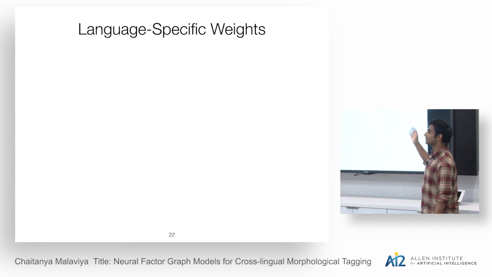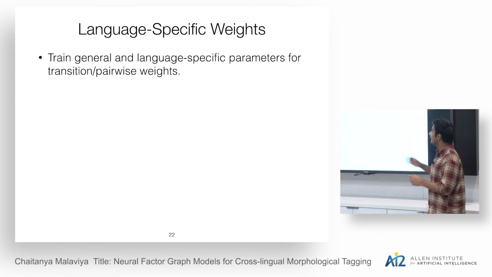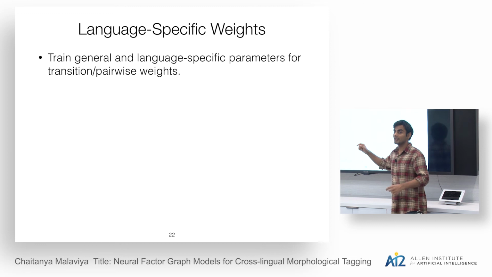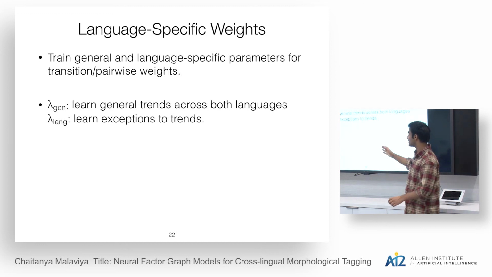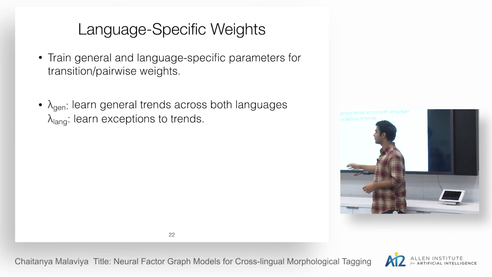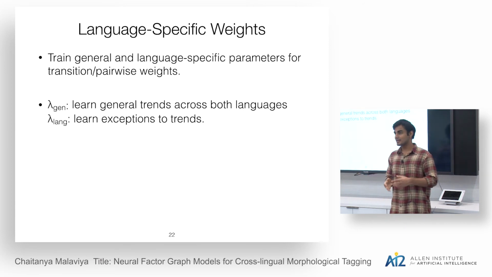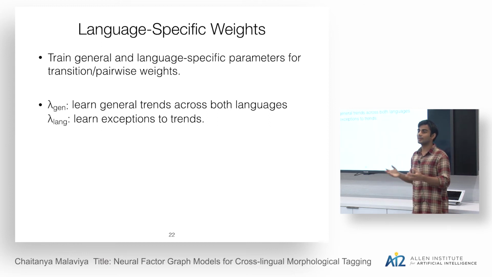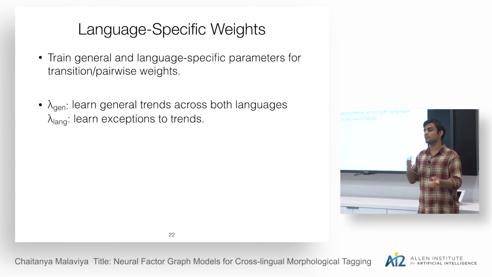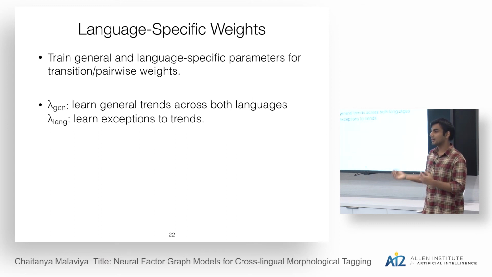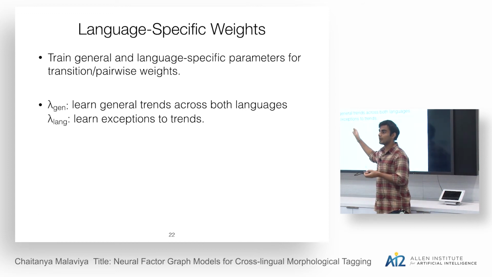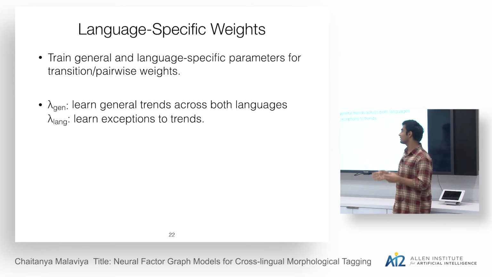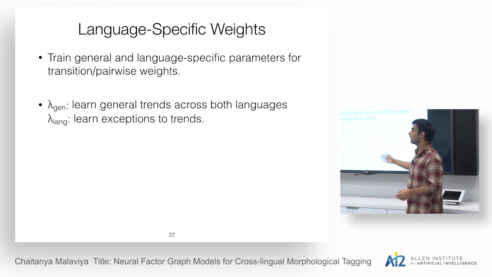Right. So, language-specific weights: we train general and language-specific parameters for the transition and pairwise weights in our model. This basically means that we would have lambda gen and lambda lang, which corresponds to one of those two languages in a cross-lingual setting. Lambda gen is meant to learn the general trends that are standard across both languages, and lambda lang is supposed to learn the exceptions to these trends. So you could imagine two languages such as Spanish and Portuguese. They might be very similar in certain linguistic characteristics, and we would expect the lambda generic parameter to learn these general trends, and if there are any exceptions to these trends, we would expect lambda lang to learn the exceptions in Spanish or Portuguese, depending on the parameter.